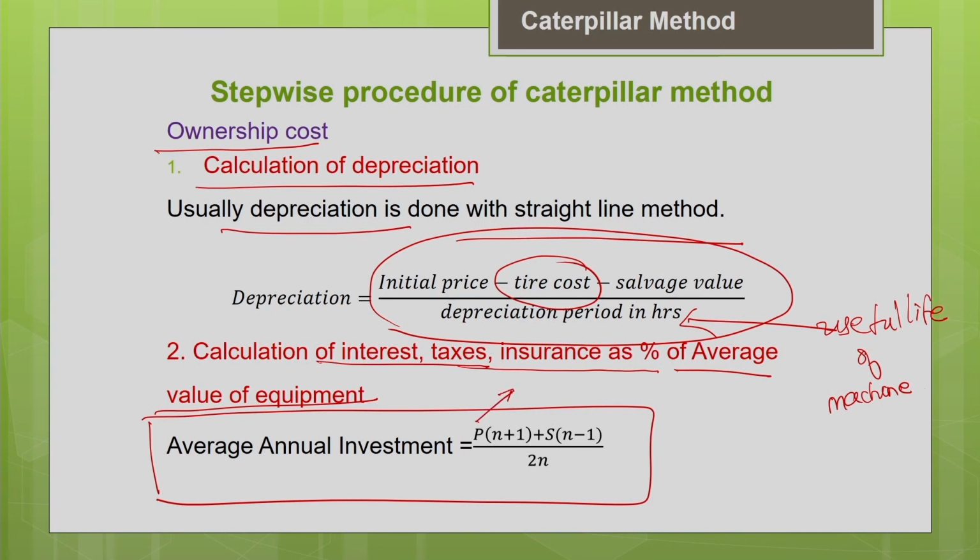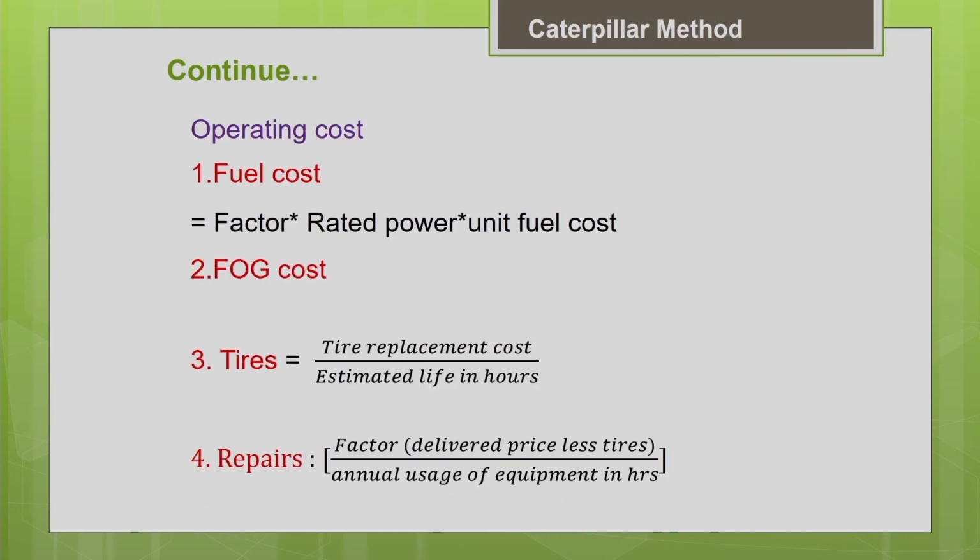Here P is the purchase price of the machine and S is the salvage value of the machine. In this purchase price, you are supposed to deduct the tire cost, because the tire cost will be considered separately. n is the useful life of the machine. You can calculate the average value of the machine over its useful life using this formula. Then you calculate the cost of investment, taxes and insurance, everything as a percentage of this average value of the machine. Now the ownership cost is done.